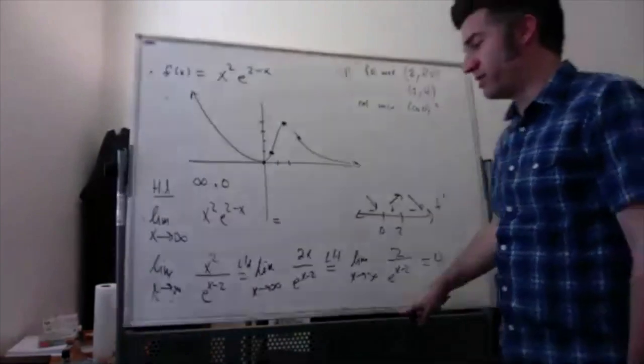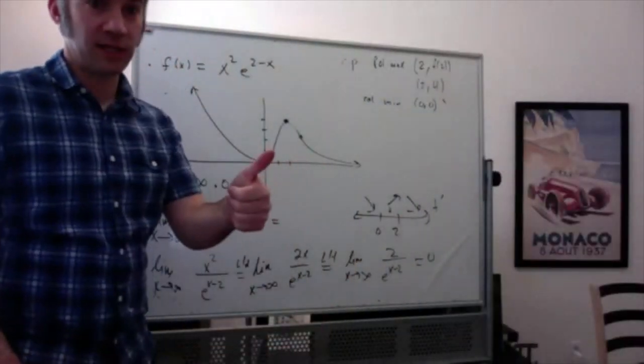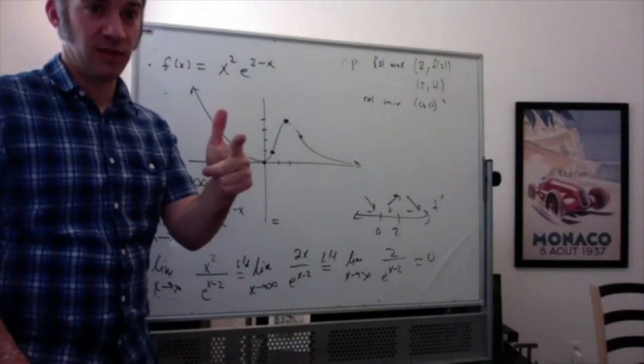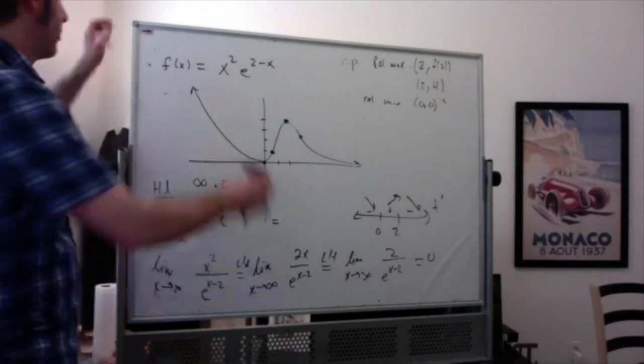But in general, if someone says show something's continuous somewhere, it means the function has to exist there, the limit has to exist there, which means the left and the right limit have to match up, and they have to be equal to each other.